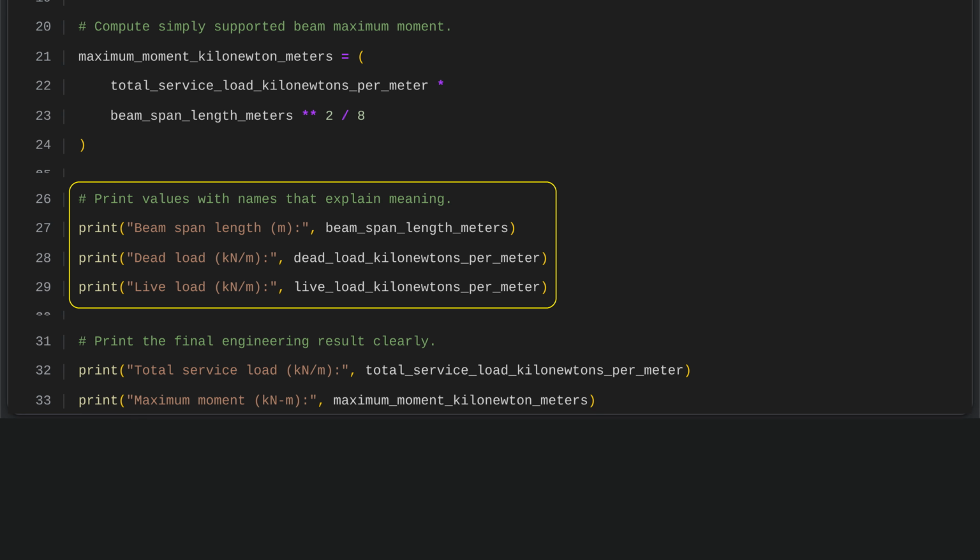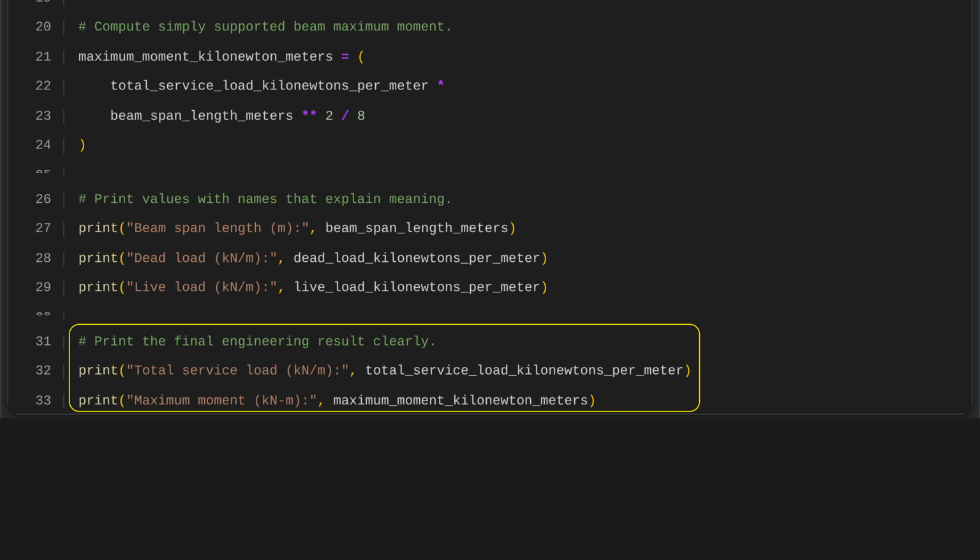The output displays the beam span length, dead load, and live load using clear engineering units. These labeled values help confirm the inputs and make the beam loading information easy to understand. The example also reinforces the value of descriptive labels and meaningful names in engineering calculations.